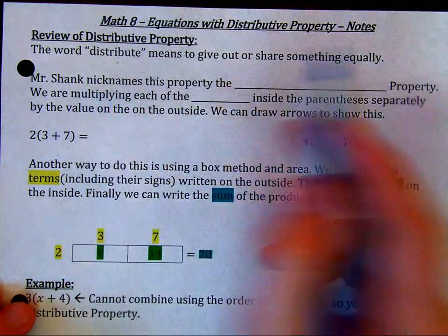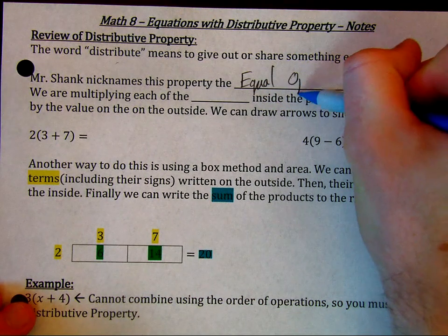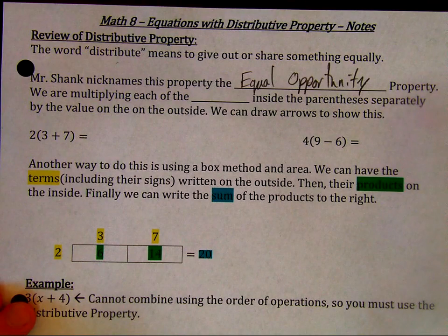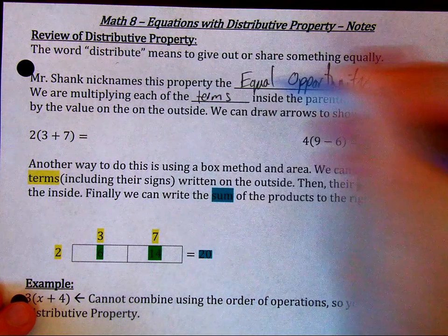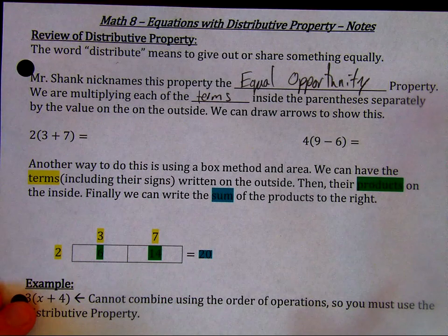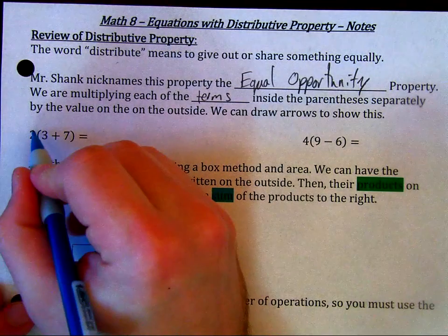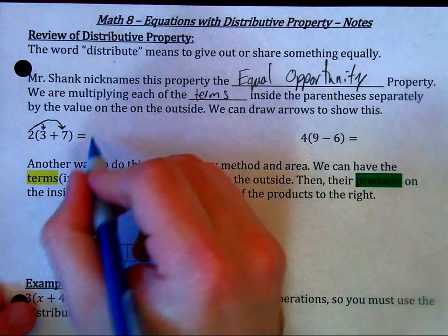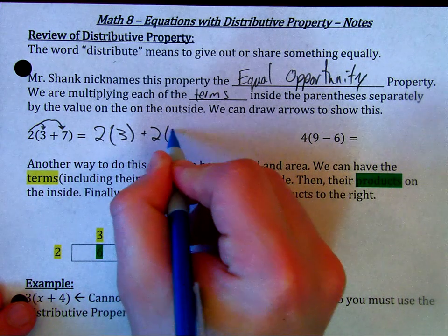So I usually nickname this property the equal opportunity property. Only because I'm saying I'm multiplying each of the terms inside the parentheses separately by the value on the outside. Again, if you want to, you can draw the arrows to show this. So for example, I would say 2 times 3 and 2 times 7.